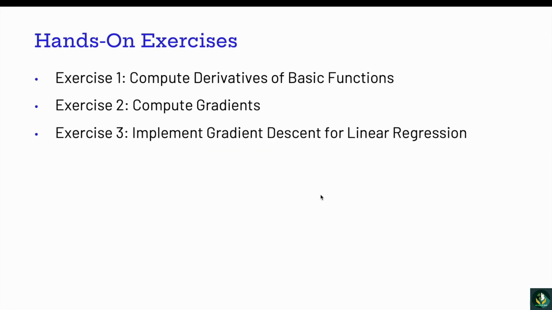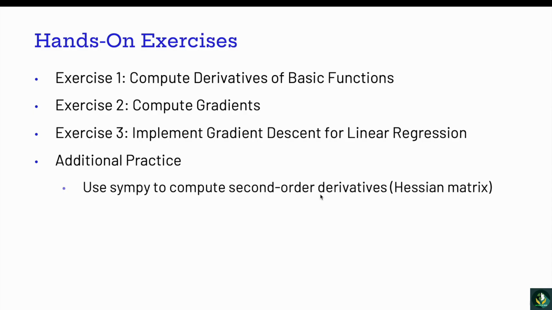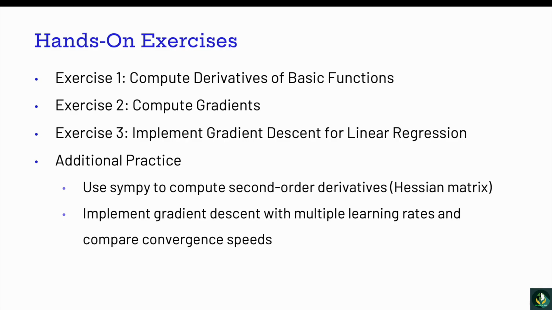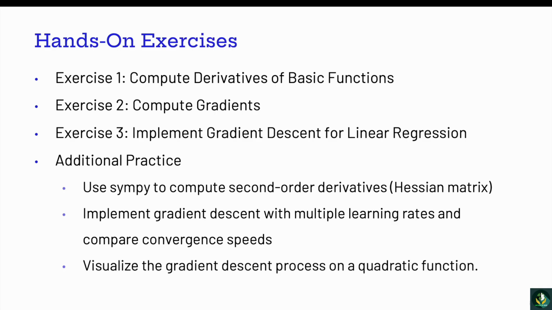Next, if you want to do some more additional practice on these, you can use SymPy to compute second order derivatives, which is the Hessian matrix. So we did the first order derivatives, but you can do the second order derivatives if you want. You can implement gradient descent with multiple learning rates and compare convergence speeds. Also, you can visualize the gradient descent process on a quadratic function. Try this out and let me know how it goes. If you have any problems or questions or were not able to follow along, let me know and I'll get back to you.